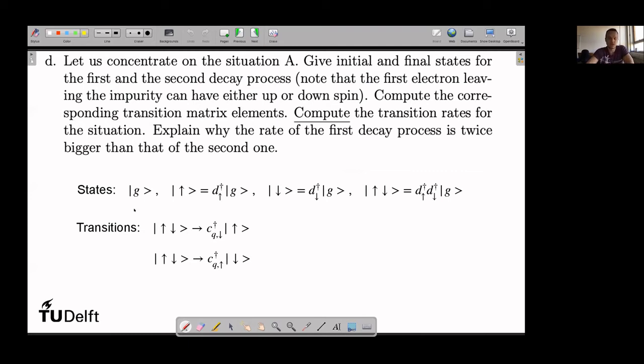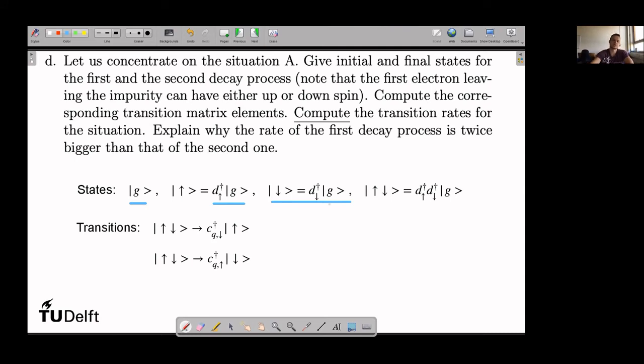So the states are the following. Here I'll denote them with blue. When I talk about them, we have the ground state. The ground state denotes the metal filled up until the Fermi level, then one electron with spin up at the impurity. I write it in the following way. One electron with spin down, again with a creation operator at the impurity level, and two electrons at the impurity.